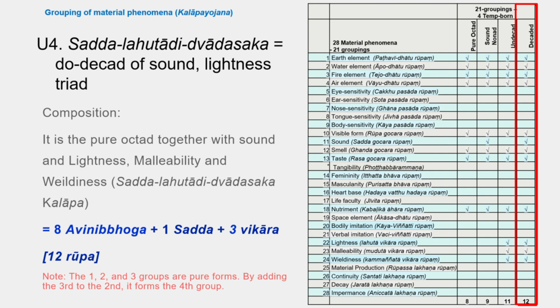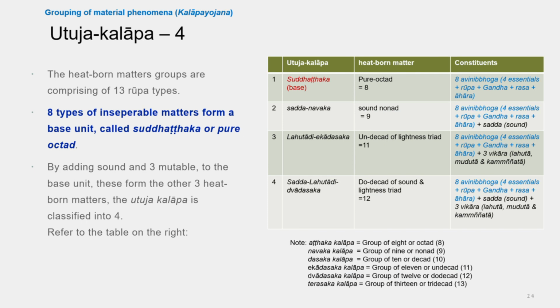So same thing, this is how these things are formed. The 1st, 2nd, and 3rd groups are pure forms. By adding the third to the second, you add the second and third groups together, it forms the 4th. Okay, so for this heat one, remember these 4 things. Okay, 4.